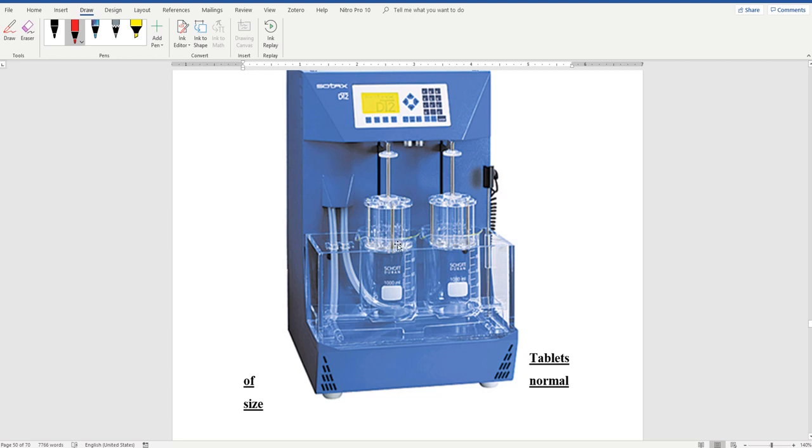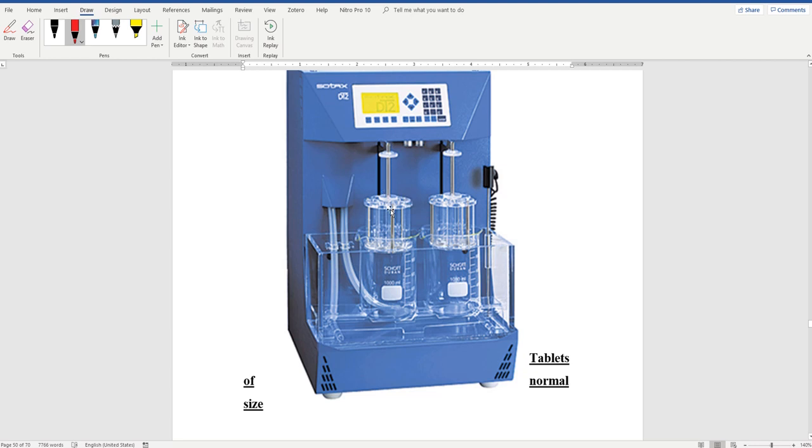First with 6, then again with another 6. Or if you have 2 stations like here, put 6 here and 6 here. In each tube there will be 1 tablet. Do the same test again and find out whether there is complete disintegration or not. In any way, at least 16 tablets from 18.